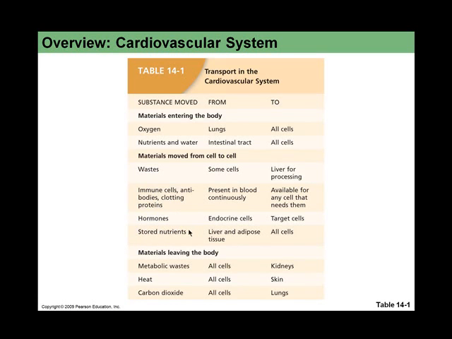The stored nutrients, of course, would be the molecules being circulated, liver and the adipose tissue we know well, and all cells benefit from the circulation of those. And the materials leaving the body, the metabolic wastes, are coming from all cells, the heat and the carbon dioxide, and of course the kidneys and the skin and the lungs are examples of the delivery or the sites of removal of these, and therefore we consider that the target for delivery.